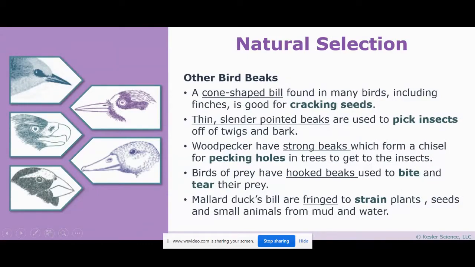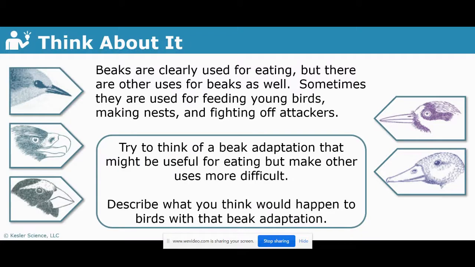Okay, just taking a look at these different types of beaks right here, we can see and maybe think about what type of beak would be best for getting different types of foods. Cone-shaped, cracking seeds; something very long and sharp might be used to peck into a tree to be able to get insects out of the bark. Pause the video here and answer the think about it question. Talk about how different adaptations would help or hinder an animal if their environment changed.